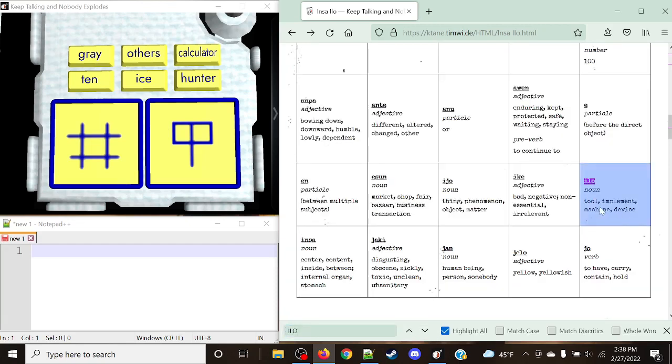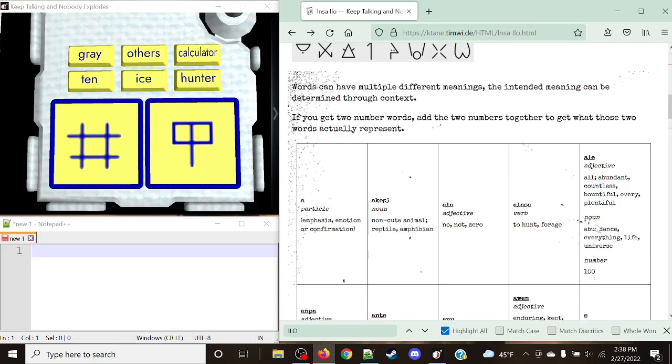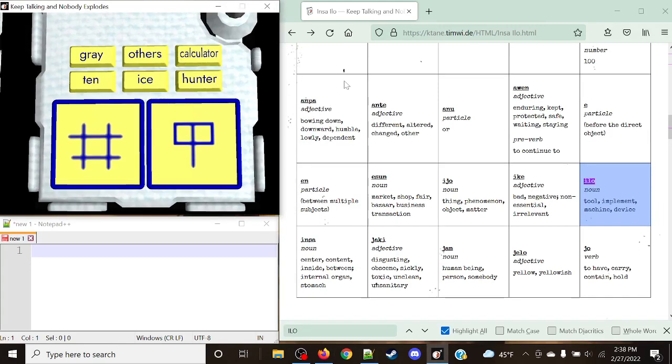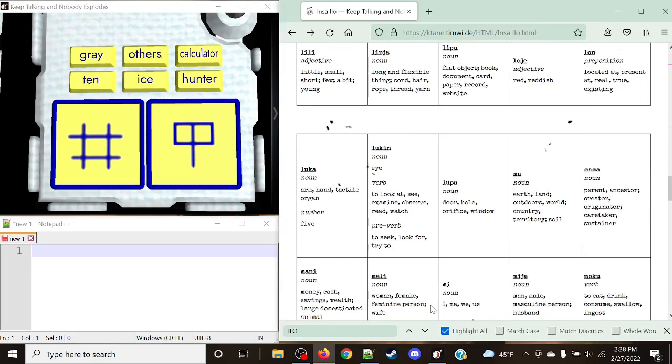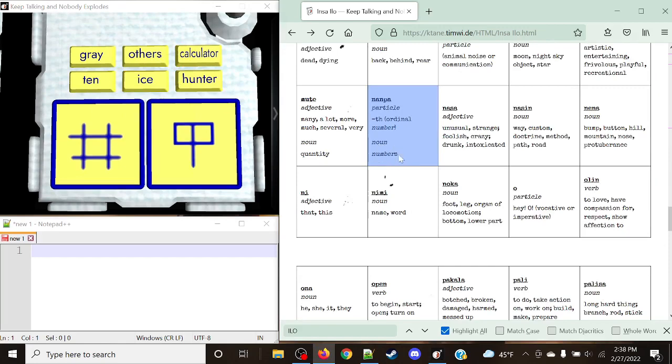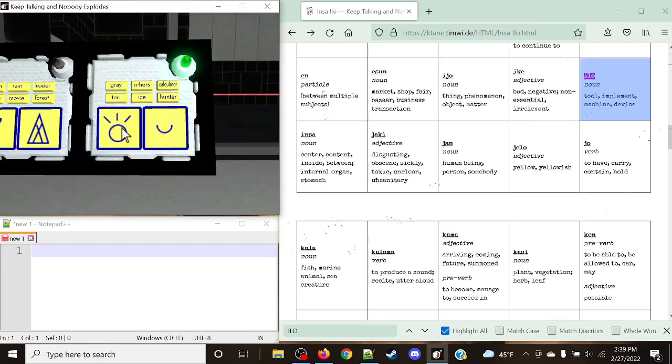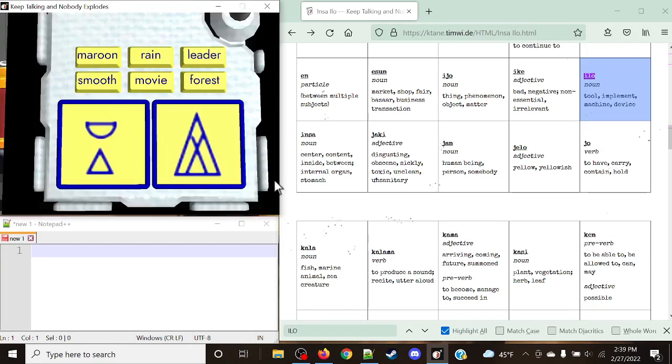A tool, implement, machine, and device. So what this actually could be here is instead of 10, it could actually be a calculator, because we're working with numbers, which is what the noun of numbers here means. And this is referring to a tool specifically. So it's not the 10, because 10 is not a tool, it's merely a number. And calculator is our tool with numbers, so this would be our answer. That is good to go.